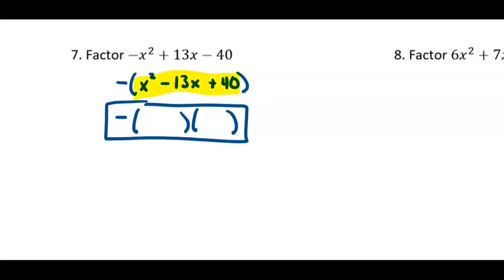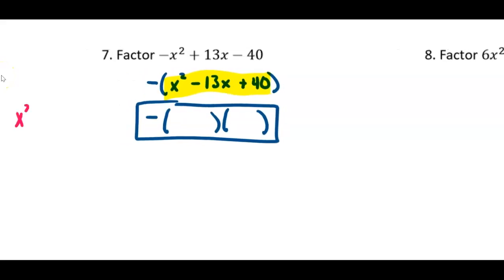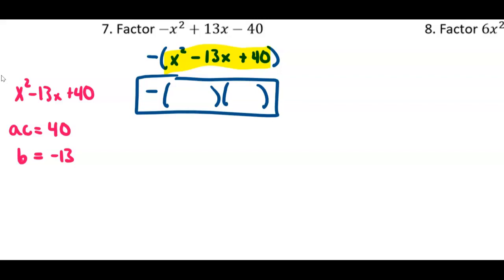Okay, so what we're factoring is this. This is what we're going to just come out to the side here and factor. So I have x squared minus 13x plus 40. So it has to multiply to AC. A is 1, C is 40, so 1 times 40 is 40. It has to add to B. B is negative 13. Okay, so if it multiplies to a positive, then it's either 2 positives or 2 negatives. Now, since it adds to negative, honestly, guys, I know it's going to be 2 negatives.